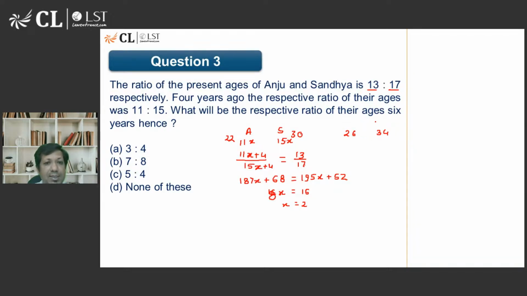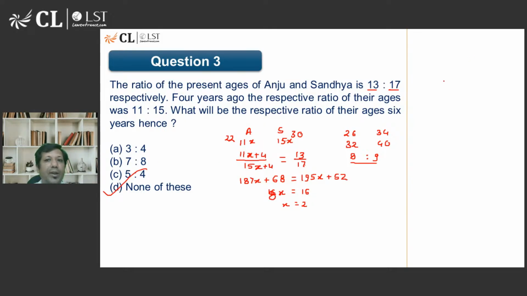Now 6 years hence, the age of Anju, this is going to be 26, so 6 years hence that's going to be 32. This is going to be 40. So now the ratio of ages is going to be 8:9. The answer of this question is going to be option D, that is none of these. So that's how we can approach this question.